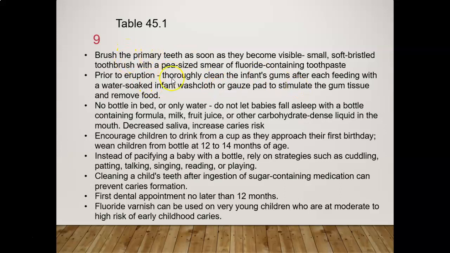Use a smear, not even a pea size really, just a smear of toothpaste. They have to be able to spit it out if it has fluoride. If they're not spitting, if they're still swallowing, then they can't use the fluoride-containing toothpaste. But use a toothbrush with soft bristles the minute teeth start popping into the mouth. Prior to eruption, though, the parents can use just a soft washcloth or gauze to stimulate the gums and remove food.